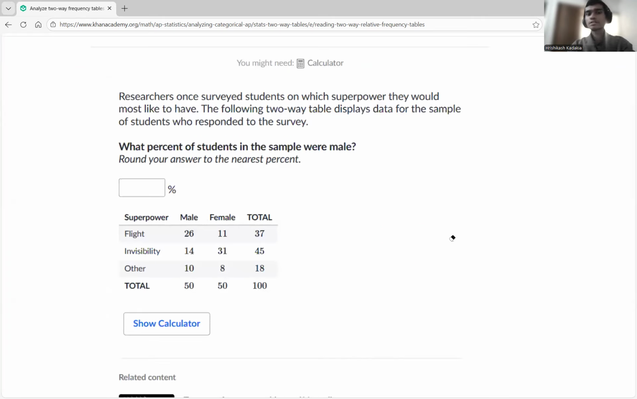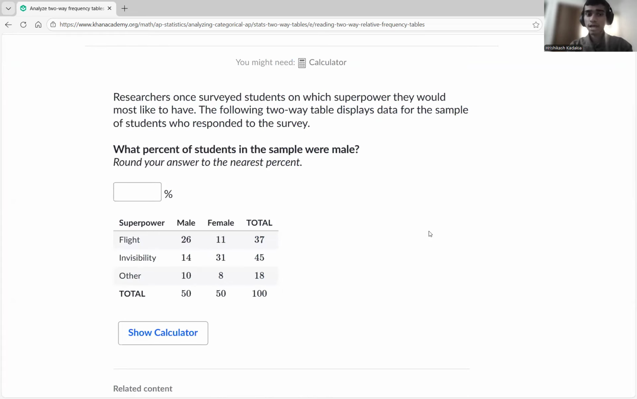Okay, so researchers once surveyed the students on which superpower they would most like to have. The following survey table displays the data for the sample of students who responded to the survey. What percentage of students in the sample were male? So that was asking how many in total and how many were male.